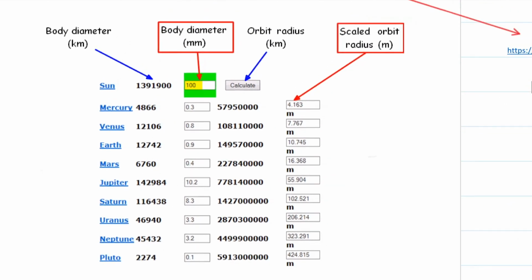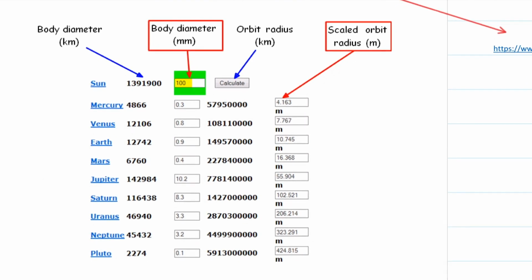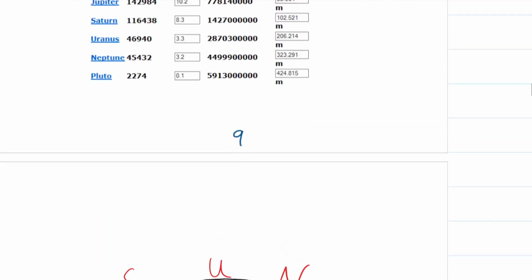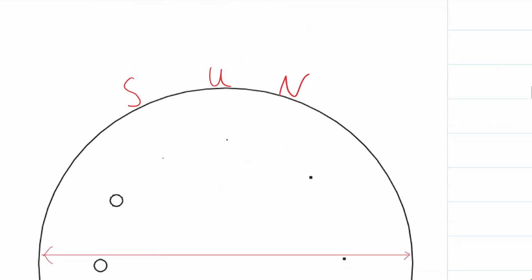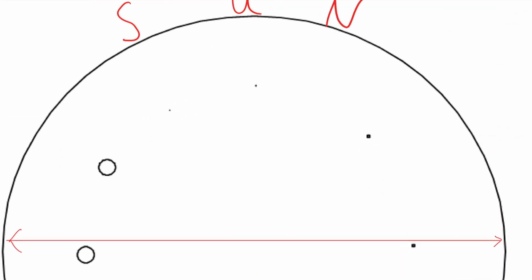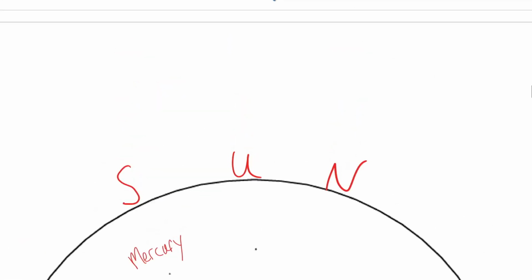So if you'd used a bit of software, and I'm going to point you towards a bit of software in a moment, you can put in this value here to see if we get these ones shown. As well as producing the diameter for the different planets, so Mercury 0.3 of a millimeter, that is the smallest of all the planets. So the smallest of all the planets would be this one here. So you would label this one Mercury. It is tiny in comparison to the Sun.